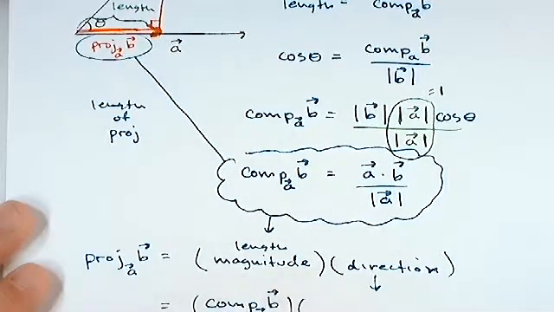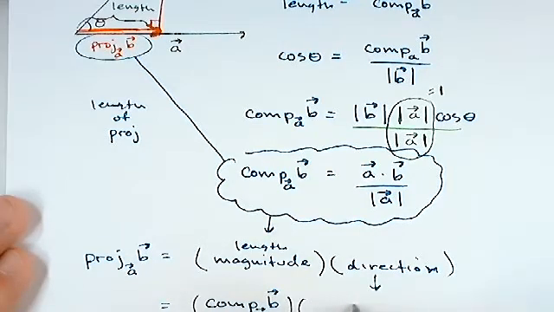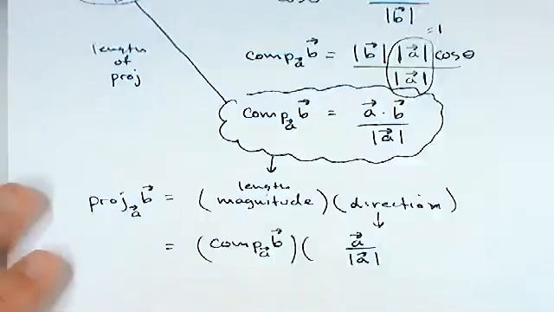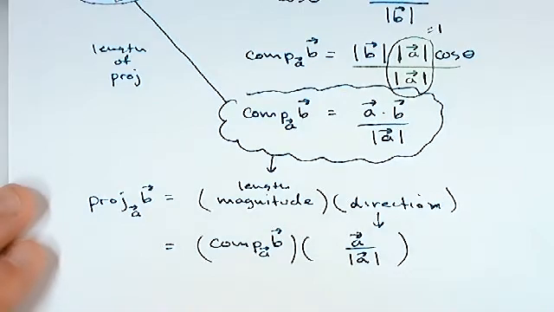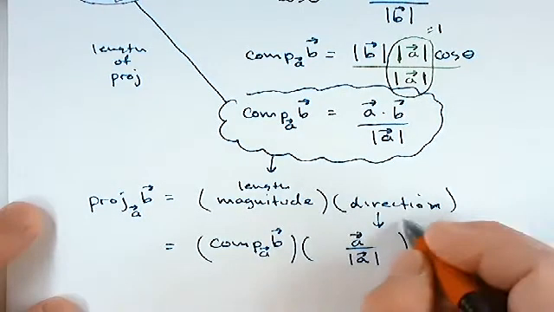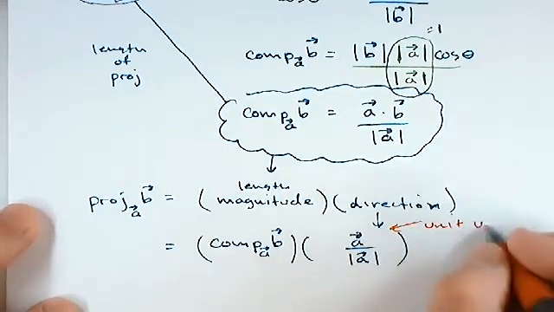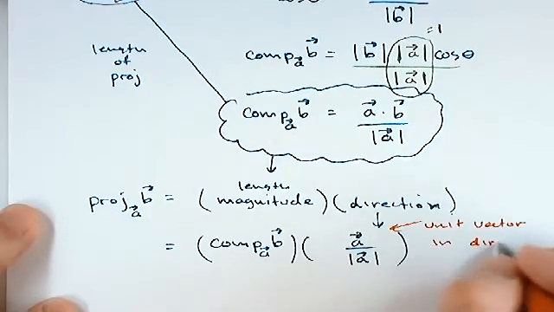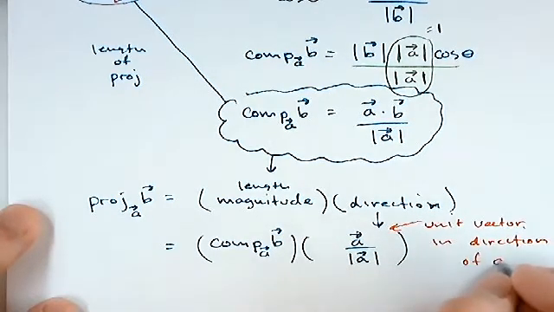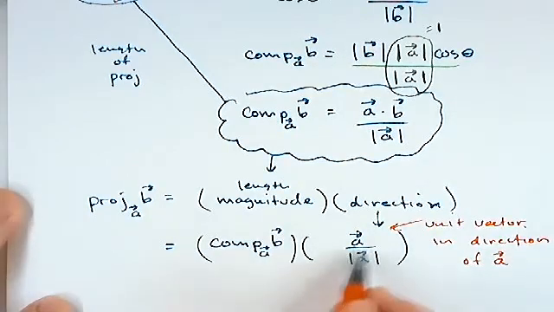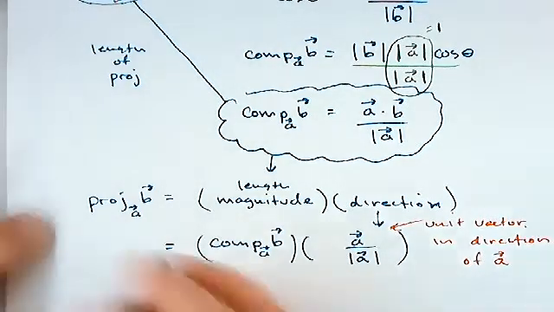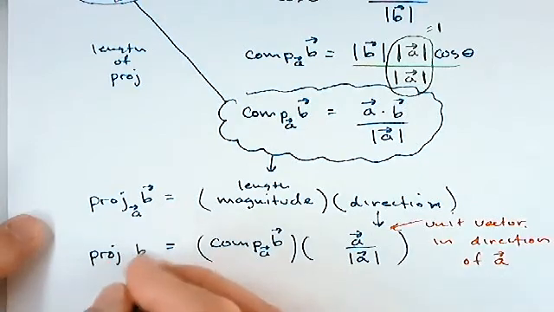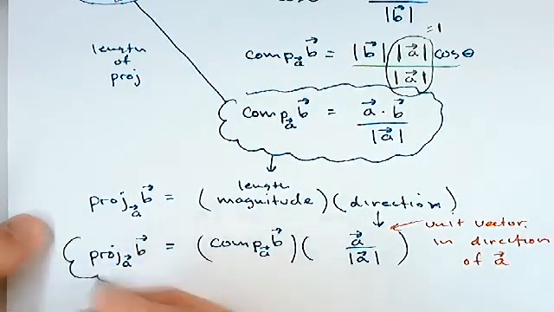But since I already have the length right here, what I want is a unit vector for A. That's just going to be A divided by the magnitude of A. Let me move that up here. This is a unit vector in the direction of A. So if I multiply, remember the unit vector has length 1, but I know it's going in the right direction. If I then multiply it by the correct length, then I get my projection vector. And this is the formula I choose to think of for my projection vector.